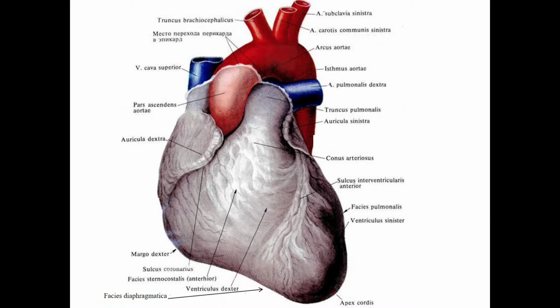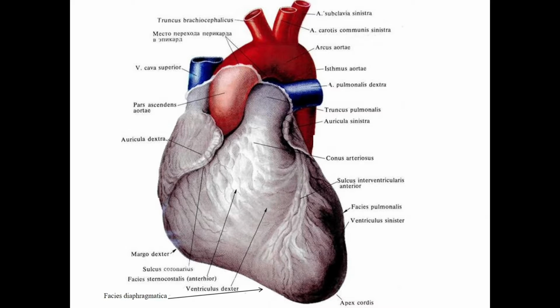The lateral surface of the heart faces the lung. Each of them is called pulmonary, facies pulmonalis. They are fully visible only when the lungs are diverted from the heart. The average heart weight for men is 300 grams and for women is 250 grams.